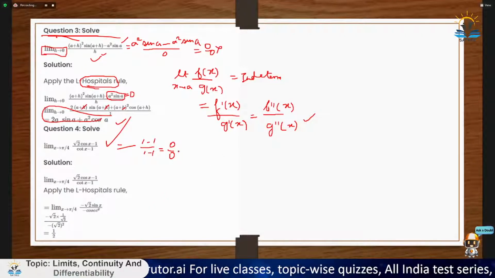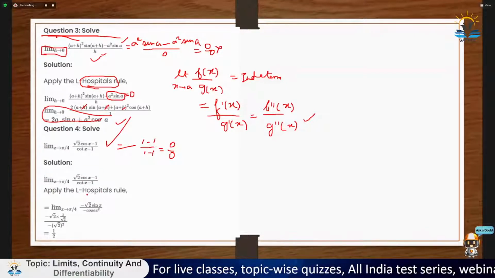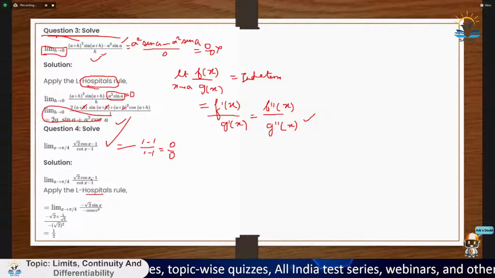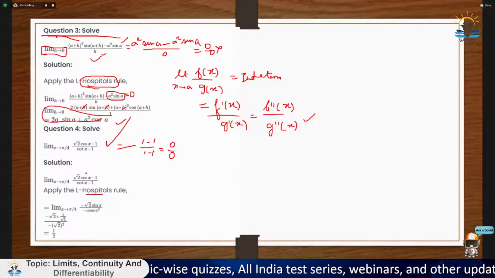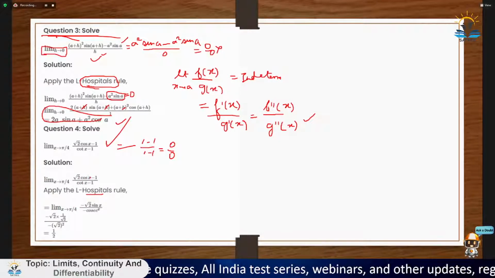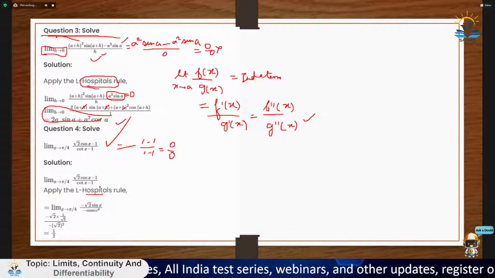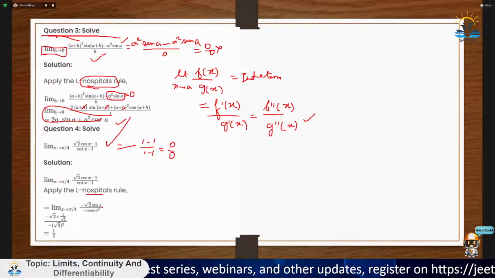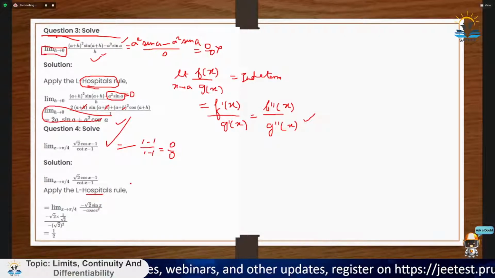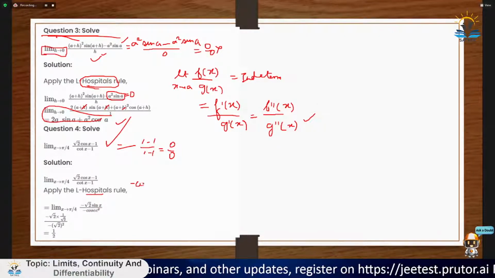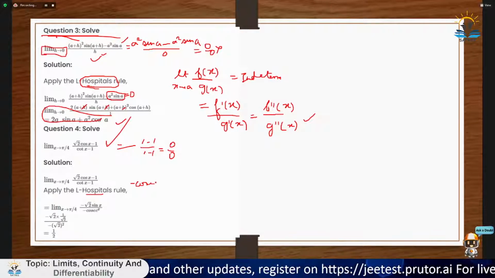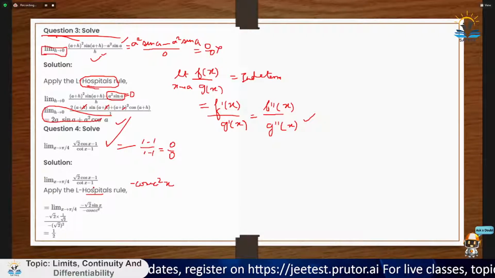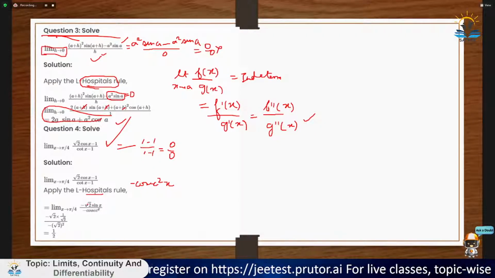So that's why you will again apply L'Hopital rule here. Applying L'Hopital rule, differentiate numerator and denominator. Root 2 cos x differentiation is minus root 2 sin x, because the differentiation of cos x is minus sin x, and differentiation of minus 1 is nothing but 0. So from here you will get minus root 2 sin x upon the differentiation of cot x, which is minus cosec square x.